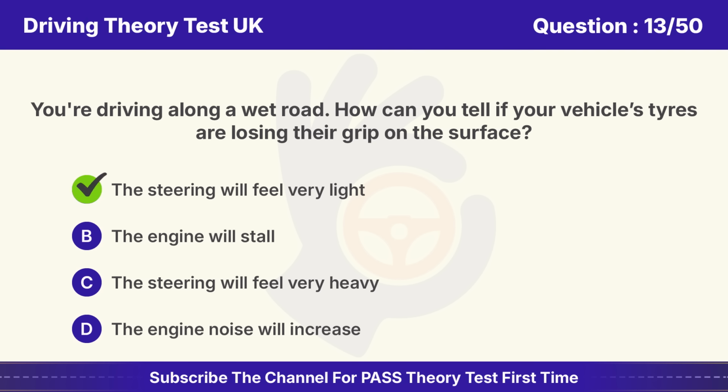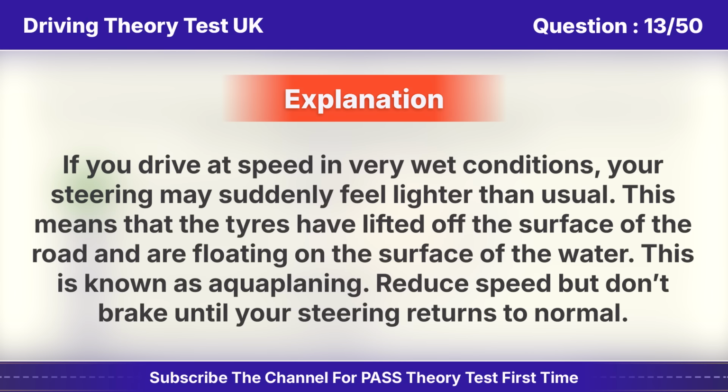Answer is A. The steering will feel very light. If you drive at speed in very wet conditions, your steering may suddenly feel lighter than usual. This means that the tires have lifted off the surface of the road and are floating on the surface of the water. This is known as aquaplaning. Reduce speed but don't brake until your steering returns to normal.